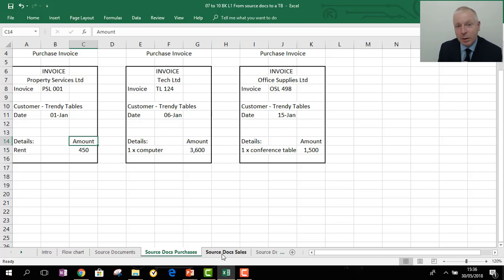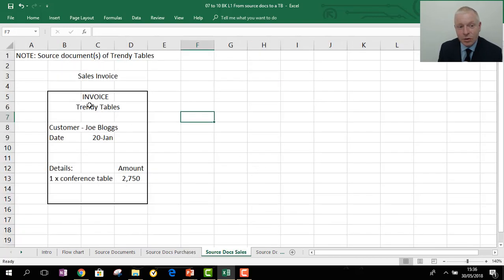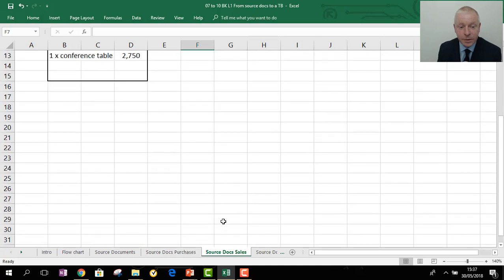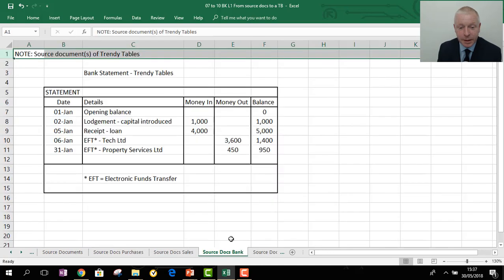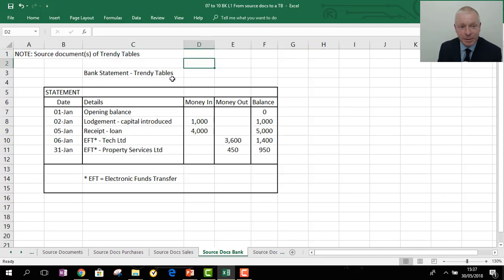The next source document we'll look at is in relation to sales. So Trendy Tables is the company's books we're looking at. So they've issued out the sales invoice, and their customer is Joe Blogs, and the date was the 20th of Jan. If we look at the detail, we can see that there's a conference table sold to Joe Blogs for $2,750. So that's all the information we have in relation to sales invoices. So we go on to the next one. The bank statement of Trendy Tables.